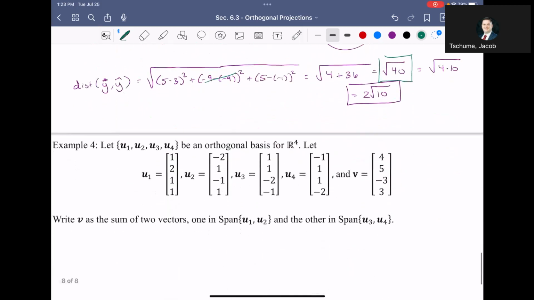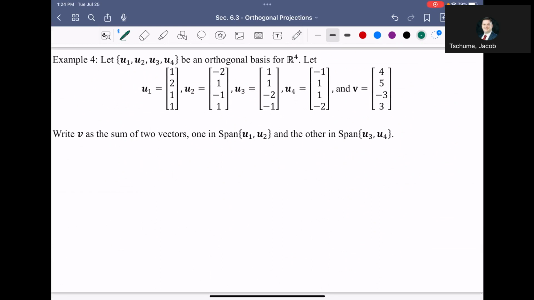All right. So to wrap up this video, let's look at a little more of a critical thinking question. So example number 4. Let these 4 vectors, so vectors u1 through u4, be an orthogonal basis for the 4th dimension. So I'm saving you a little bit of time here. I have given you 4 vectors, and you can verify if you would like. Every single unique inner product comes out to be 0. So they are an orthogonal basis. I'm also going to give you another vector v that's not in this basis. Let's let vector v be 4, 5, -3, 3.